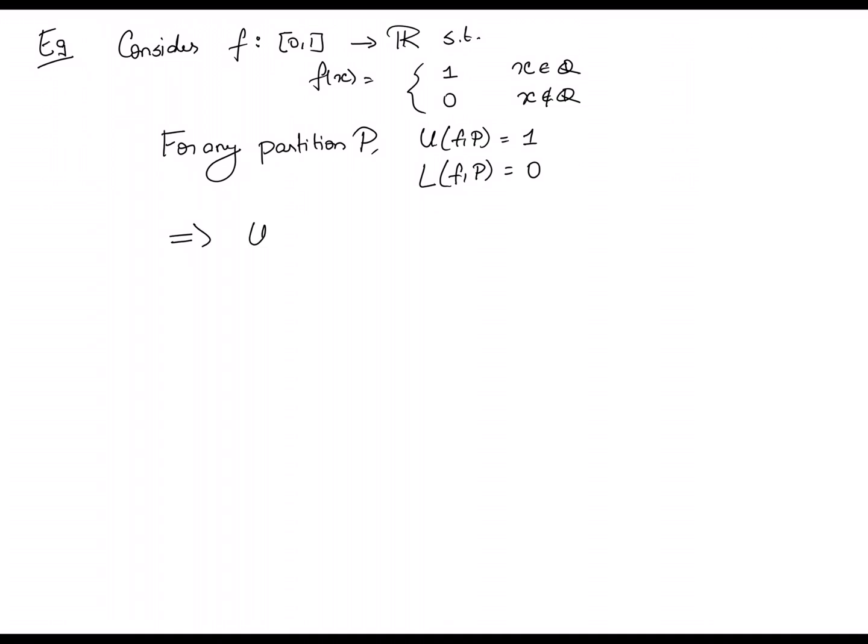So what we therefore conclude is that the upper integral, which is the infimum of U(f,P) over all partitions, must be 1. Similarly, the lower integral, which is the supremum of all of the lower sums across partitions, is equal to 0. Which implies that the function is not integrable. Okay, so that's the example.